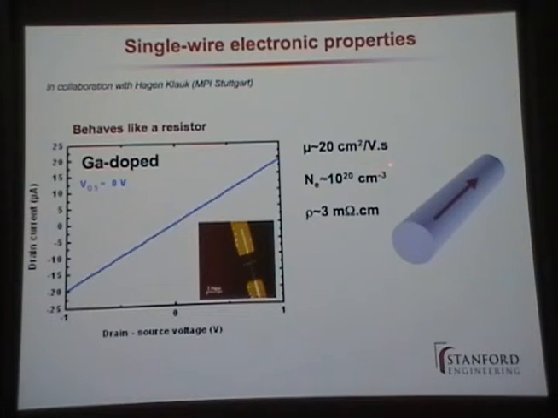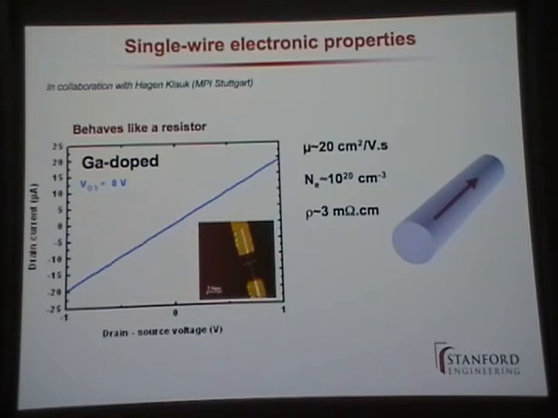So we know that the mobility is about 20 in a single wire, and once we know the mobility, we know the conductivity, we can get the charge density, so we know it's about 10 to the 20th per cubic centimeter. And so this wire has a resistivity in the few milliohm centimeters, which is pretty good. You can drop that by another order of magnitude by vapor deposition, and we're working on that. You can get this to about 10 to the 21st. So that's nice, but it's a single wire.